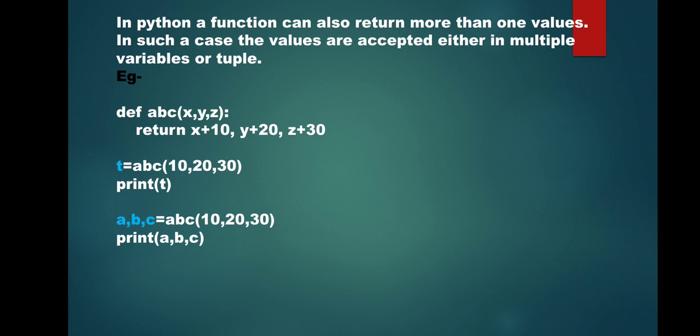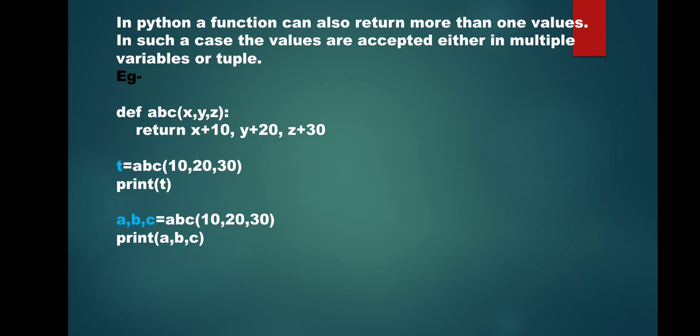It might happen that a function returns more than one value. Because this is possible in Python, a function can return more than one value also. When a function returns more than one value and you accept all those values in a single variable, then that variable will be created as a tuple.